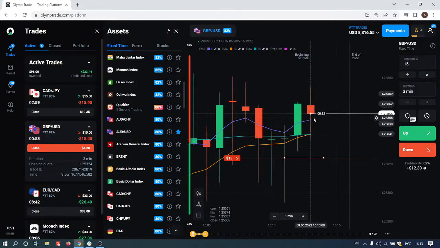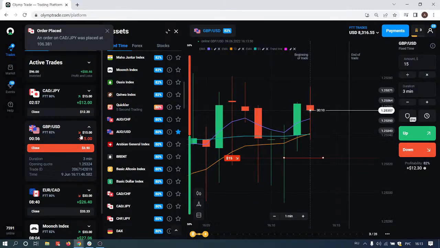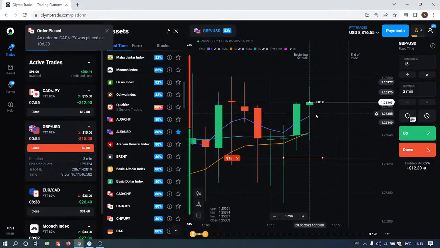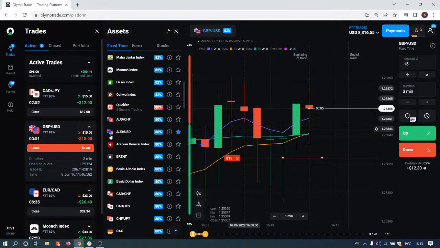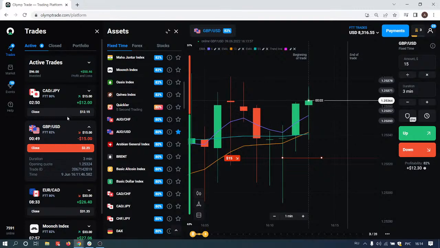Well, I kind of have a good chance. I still have some chance here. I'm holding some chance here on the GBP USD.